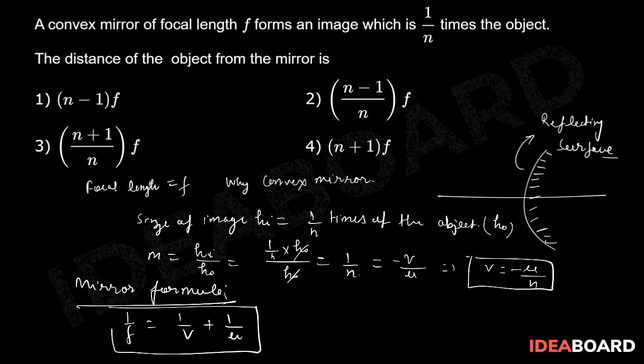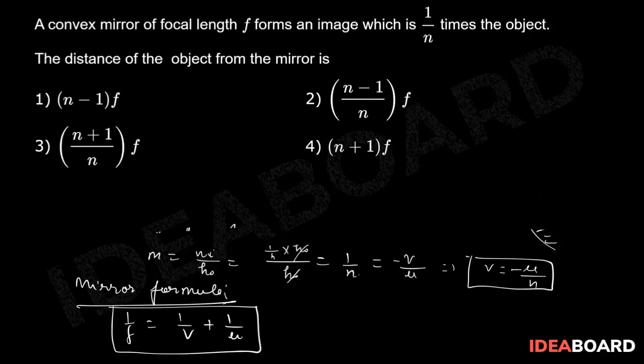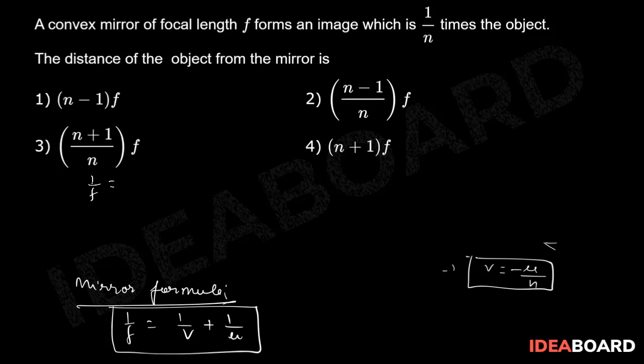So we got the values. Let me put the values to find out u. So let us remove all this. So 1 upon f is equal to 1 upon u, v is equal to minus u by n, plus 1 upon u itself. So this will be minus n by u plus 1 upon u. u is in LCM, so this will be 1 minus n upon u, which is 1 upon f itself, right?